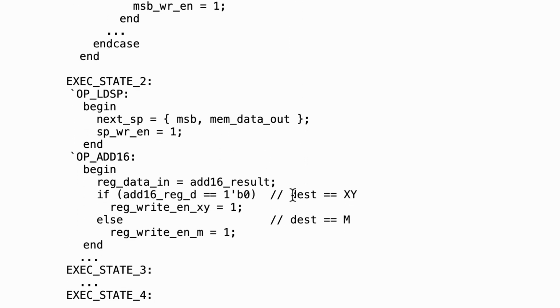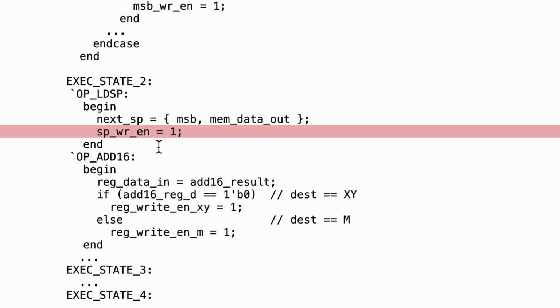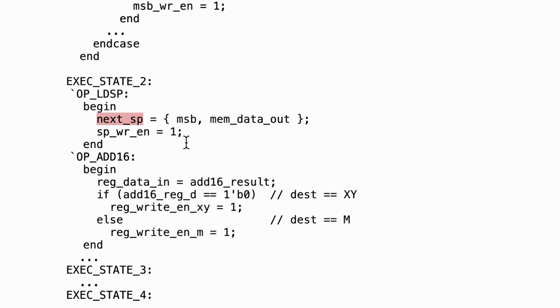And finally, when we're in the exec2 state, we need to update the stack pointer itself. So we will raise the stack pointer write enable line, and the value that we will use to write into this stack pointer is a 16-bit value that is composed of the MSB register for the higher order byte and the 8 bits that are coming out of the memory unit for the low byte. So we'll write that 16-bit value into the stack pointer.